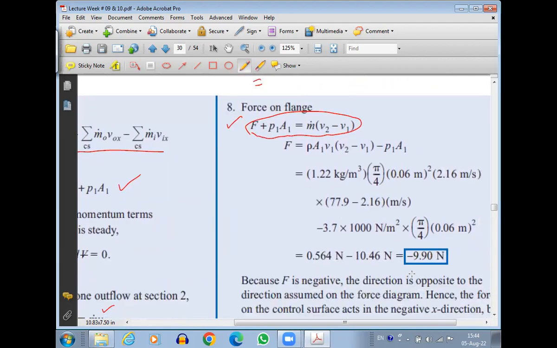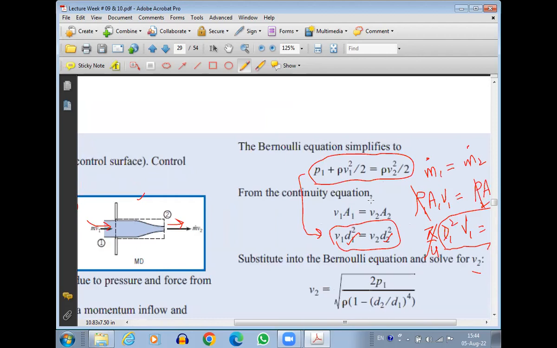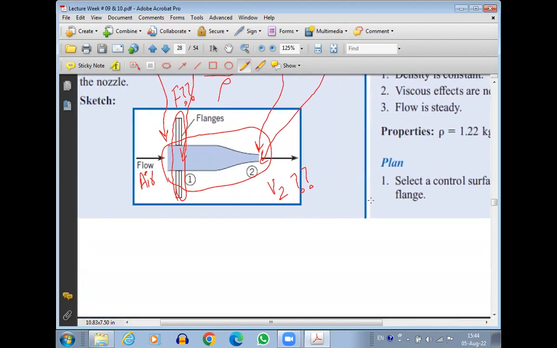So the value of F comes out to be negative 9.9 Newton. Negative 9.9 Newton means our assumption for the direction of the force of the flange is wrong. And that makes sense because if you look here, this is the nozzle and it is attached to the pipe and the flow is going like this. So the flow is trying to push the nozzle out in this direction. And in order for the flange to keep the nozzle in its place, the flange must be applying force in this direction to keep the nozzle in place. So it should be in the direction opposite to the flow.